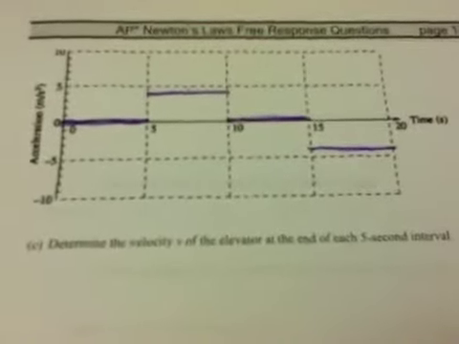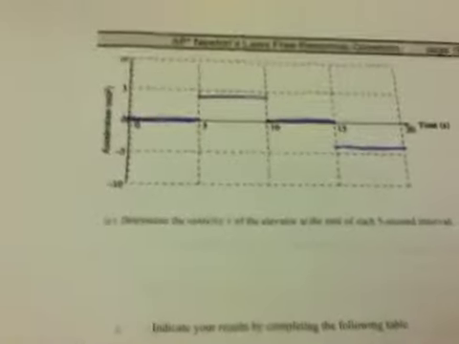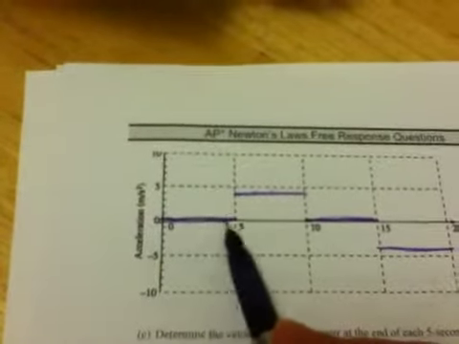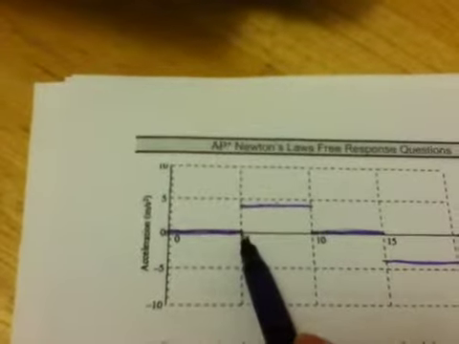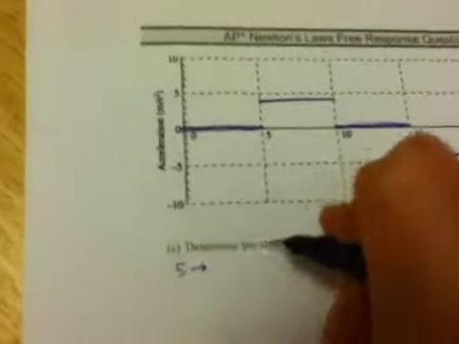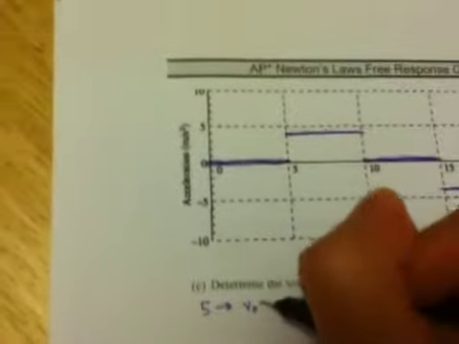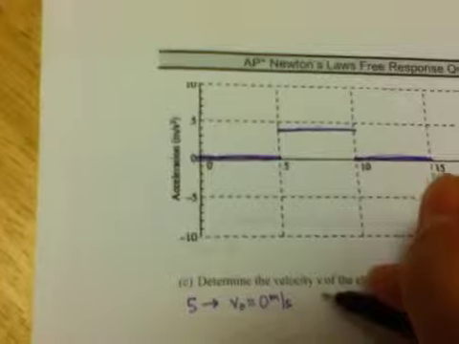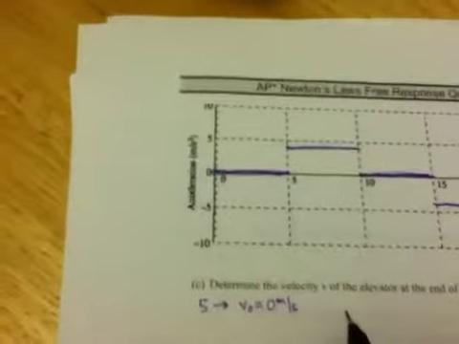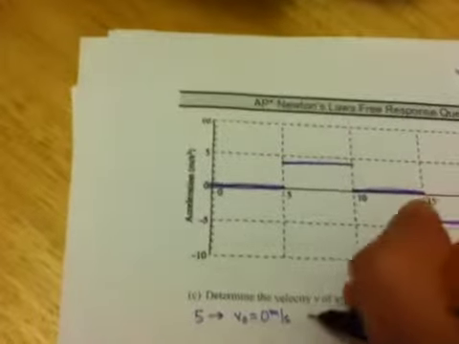Now, it tells us to determine the velocity of the elevator at the end of each 5-second interval. So that is what we are going to be doing now. So looking at this graph, we see that we have an acceleration of 0, but we must be moving at some velocity. Or actually, we're not moving at any velocity right there. But let's go ahead and look at the first 5 seconds. So for the first 5 seconds, our initial velocity is going to equal 0 because we begin at rest. And also it tells us that in the beginning. And so we want to know what is going to be the final velocity after that 5 seconds.